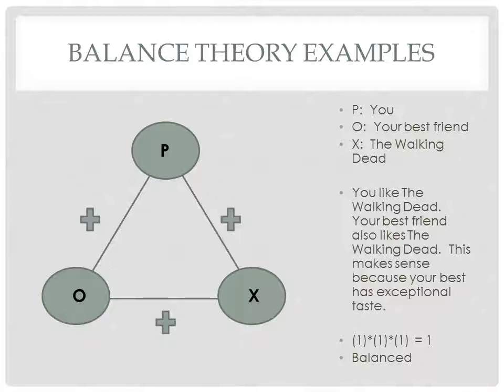Another example of a balanced triangle, let's say that I've stopped talking to my annoying roommate and now I'm talking to my best friend who loves The Walking Dead. This makes perfect sense because, well, obviously I'm friends with people who have exceptional taste, so of course they would like The Walking Dead. So this one's pretty easy. We have a positive relationship between myself and my friend, a positive relationship between myself and the issue, and a positive relationship between my friend and the issue. Multiply all that together and you get a positive number. So again, this relationship is balanced.